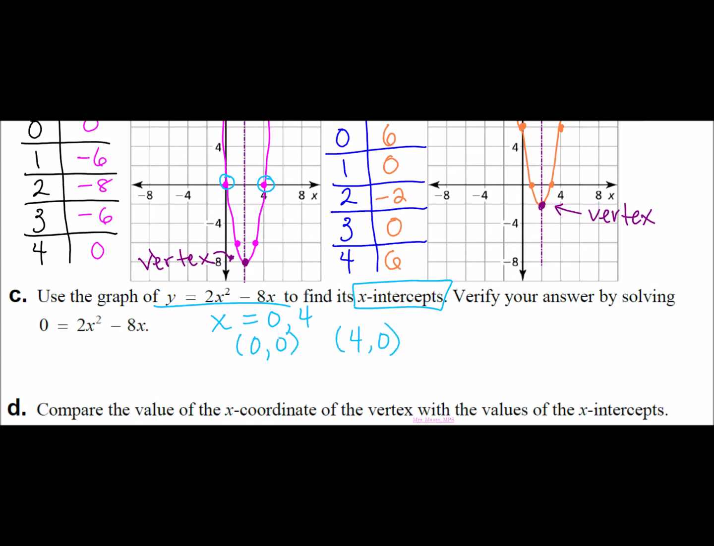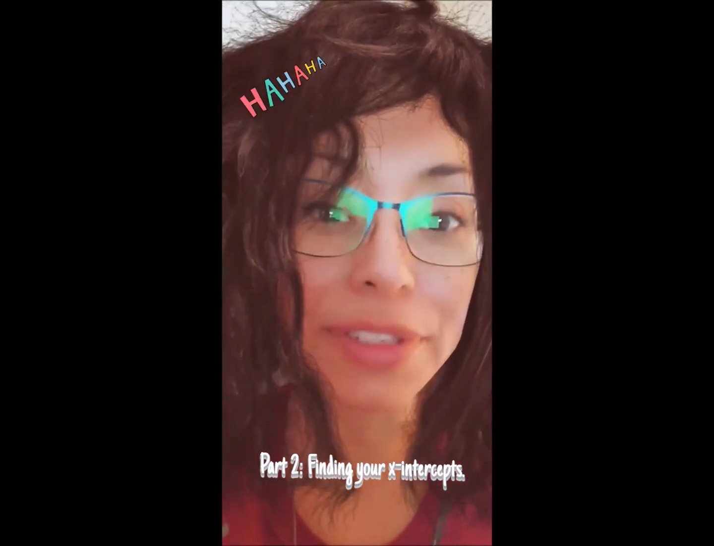So there's that one. Factored out the 2x because that's the GCF of these 2 terms. And then I hope you guys remember from here we split them off into 2 equations. So we do the, and you can see algebraically it matches the graph. And as you can see, the last part is just asking you to compare the x-coordinate of the vertex with the values that we found. And Part 2 is on finding your x-intercepts. Good luck!